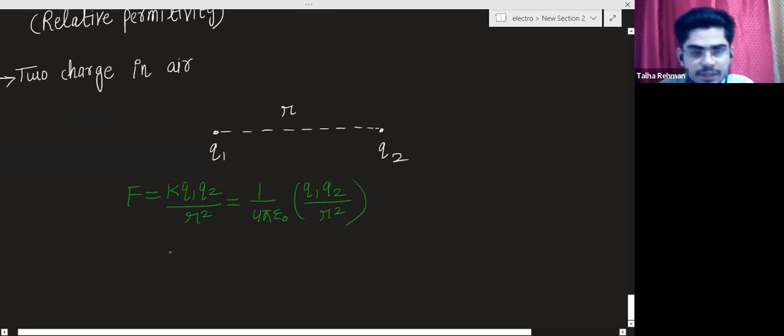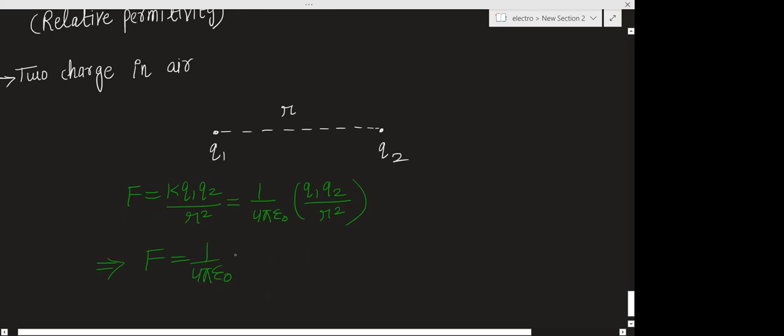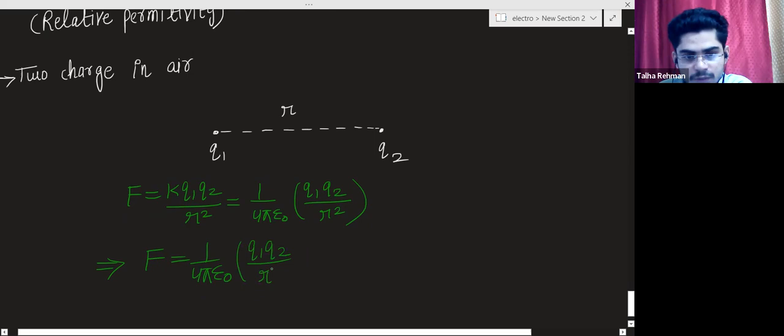So it means that I can write F equals 1 upon 4 pi epsilon naught Q1 Q2 by R square. This is our equation 1.